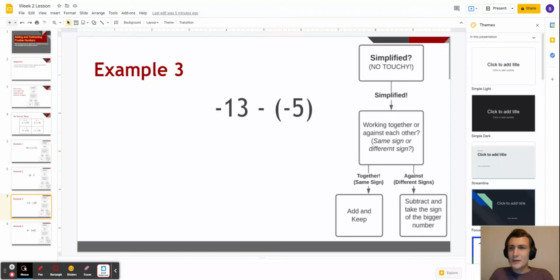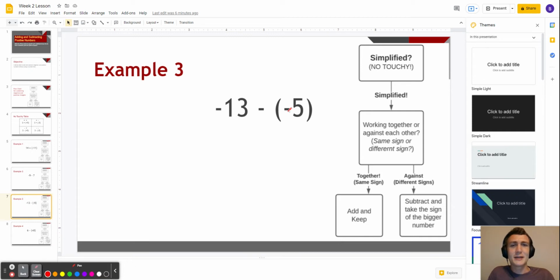All right, y'all, halfway done with these examples. We're doing example 3 now, and this is probably the trickiest one. Subtracting a negative from a negative. There's a lot of minus signs here, ladies and gentlemen, and we're going to get through them, and honestly, it's not too bad.